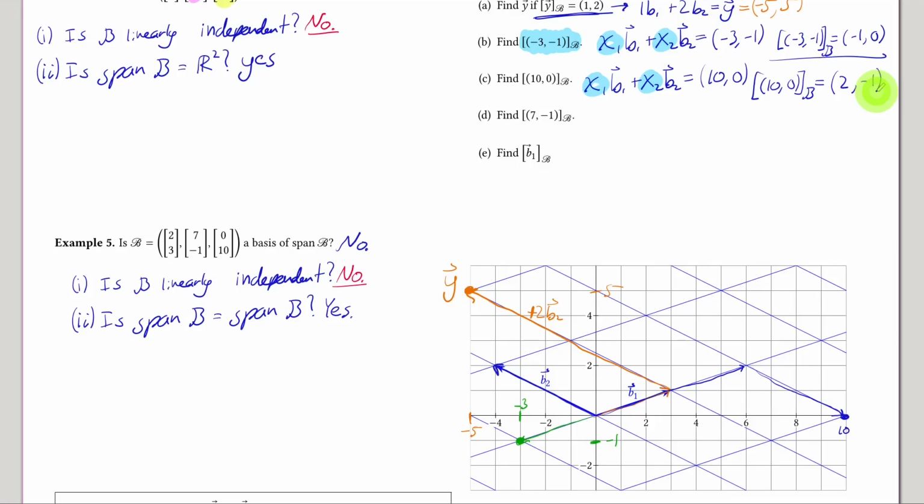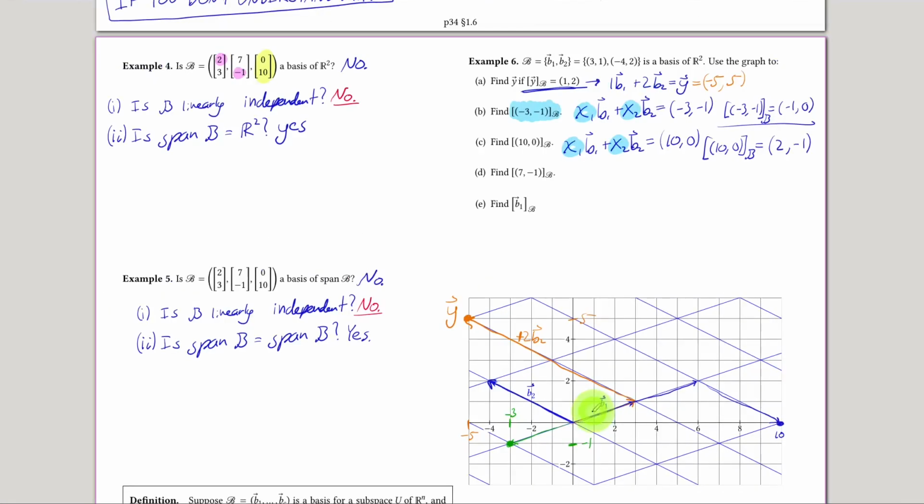So you notice what we're doing here is the coordinates are coordinates on a b1, b2 grid. So it's like we have the origin in the same place. Those have to line up. This is like 1 on the b1 axis, 2, 3, and then here's the b2 axis with 0, 1, and -1, and so on.